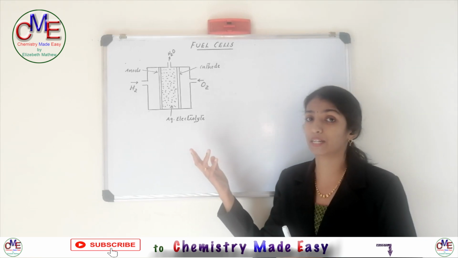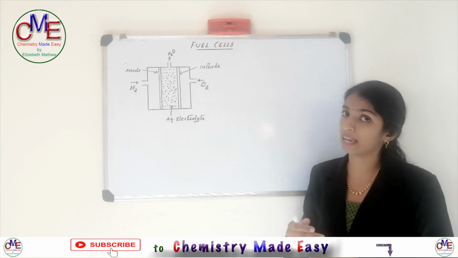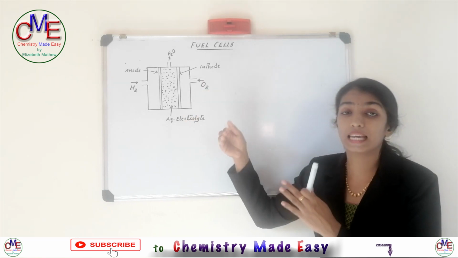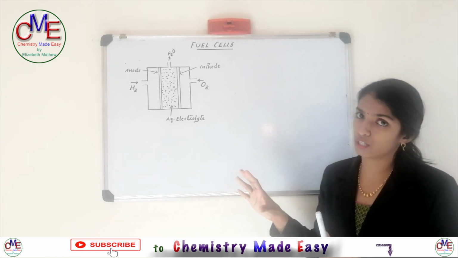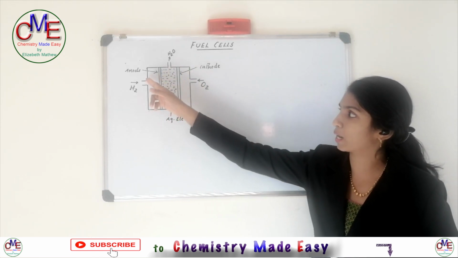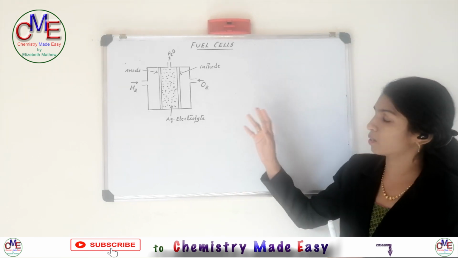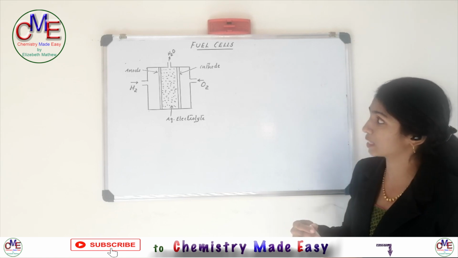What is the purpose of this platinum or palladium? Platinum, palladium, etc. are inert metals, right? But what is the role of this metal here? This acts as the catalyst. Okay, here we are using two electrodes. One electrode is the anode and the other is the cathode. Here also the oxidation occurs at the anode and the reduction occurs at the cathode.